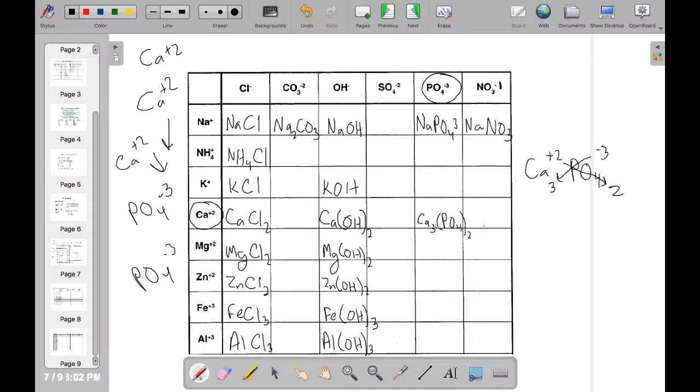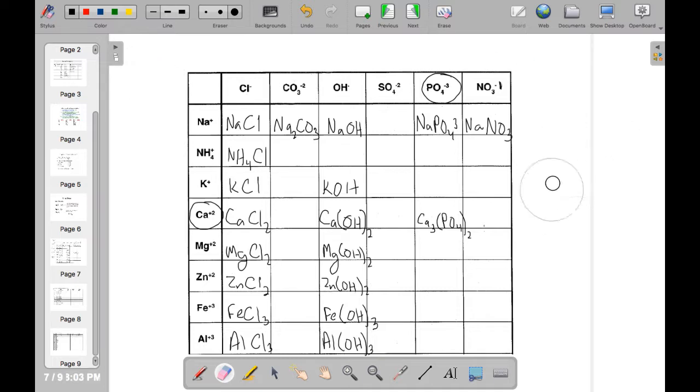Now, the only thing you got to watch for is if these tend to be multiples, let's say this was 2 and this was 4, you have to reduce them to the lowest common multiple. So, well, that seems to make sense. This isn't as hard as we thought at first, right? Once we start figuring out what to do.